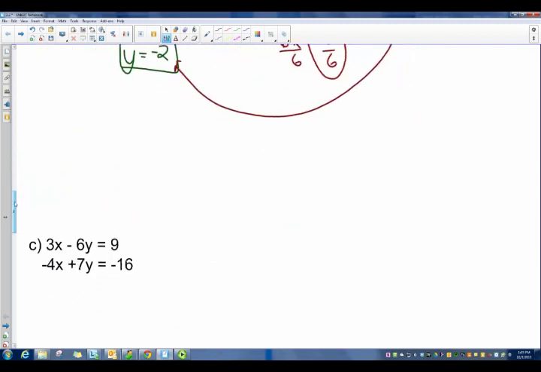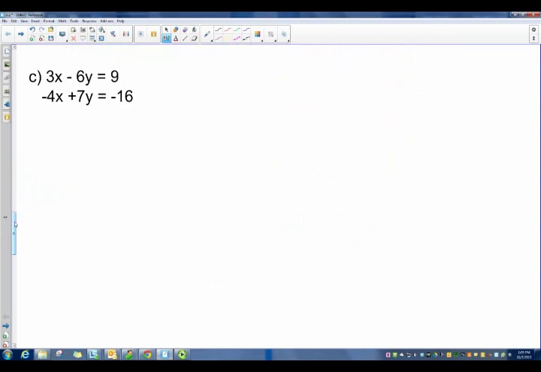Okay, last one. We're going to do this one together because it's a little bit different. But what you got to notice here is I've got 3x minus 6y equals 9, and negative 4x plus 7y equals a negative 16. Now, for this problem, there's not a real easy way to make one of those opposites because 3x and negative 4x, they're not opposites. Okay, one is positive, one is negative, but they're not the same values. Negative 6y and a positive 7y, same thing. They are opposite signs, but they are not opposite values.